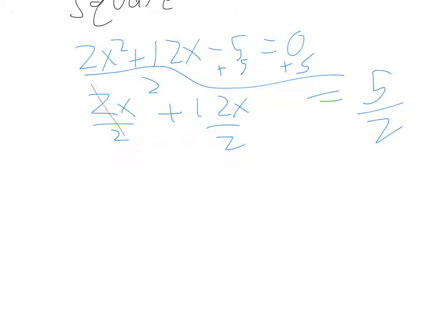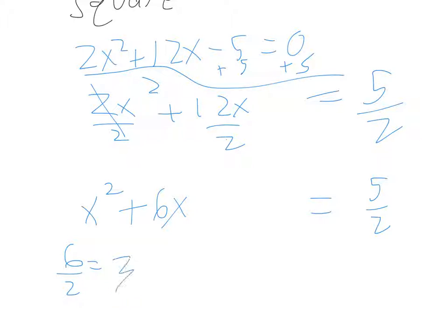Because if we divide by 2, those cancel out. So we just have x squared. Then 12 divided by 2 gives us 6x equals then 5 halves on the right hand side. Now 6 divided by 2 is 3. 3 squared gives you 9, so we add 9 to both sides.